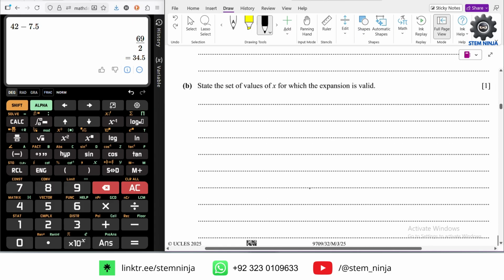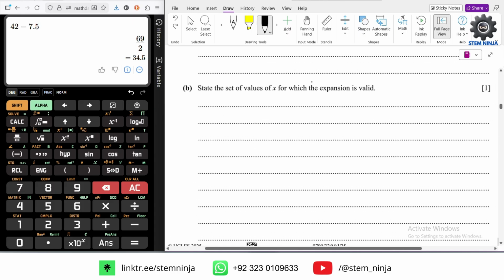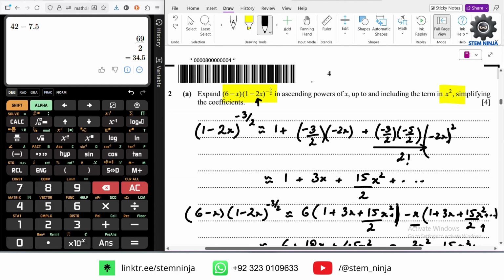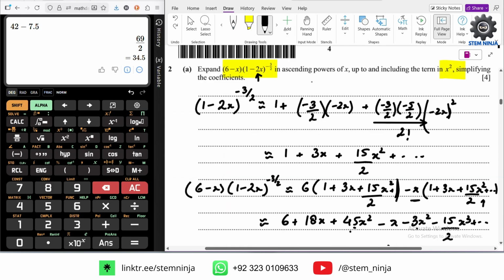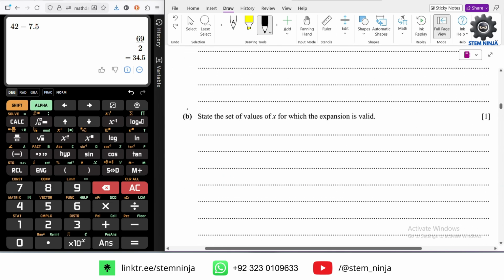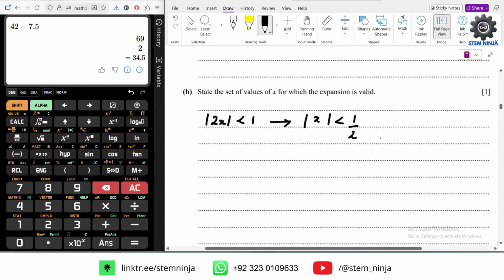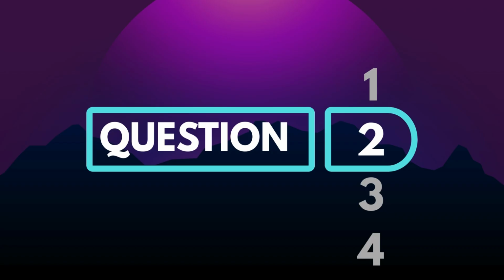Okay. State the values of x for which the expansion is valid. So remember that 2x has to be less than 1. So 2x has to be less than 1, which means that mod x has to be less than 1 over 2. Okay. Alright, so that's for this question. Let's move on to the next one.